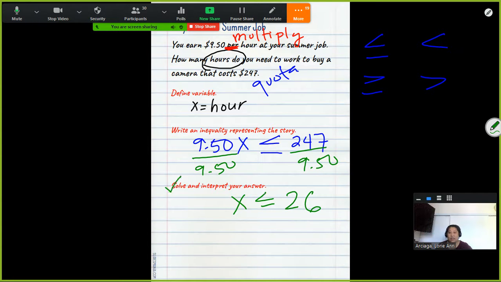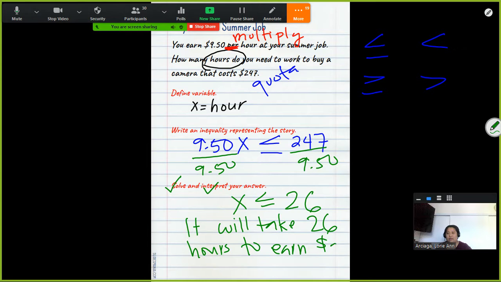So we've solved it. Now let's interpret it. So this means that it will take 26 hours to earn... how much are we trying to save? 247. There you go. So after 26 hours of working, you're going to have enough money to buy what you want. And everything else after that, you can spend it on something else, right? Okay, I'll give you 30 seconds to take a picture or write down whatever you're missing.